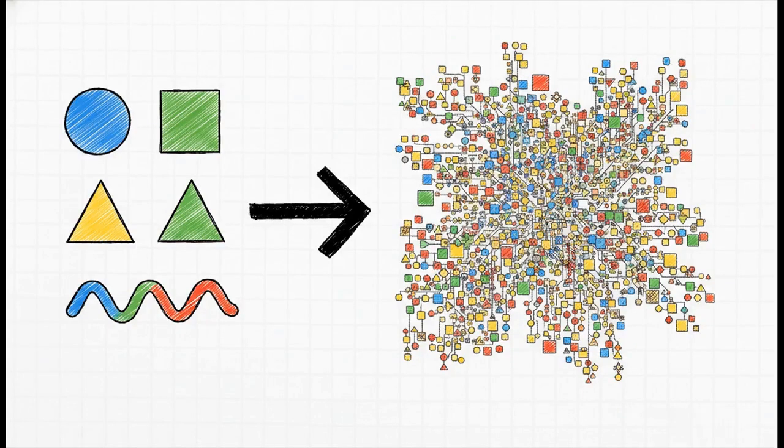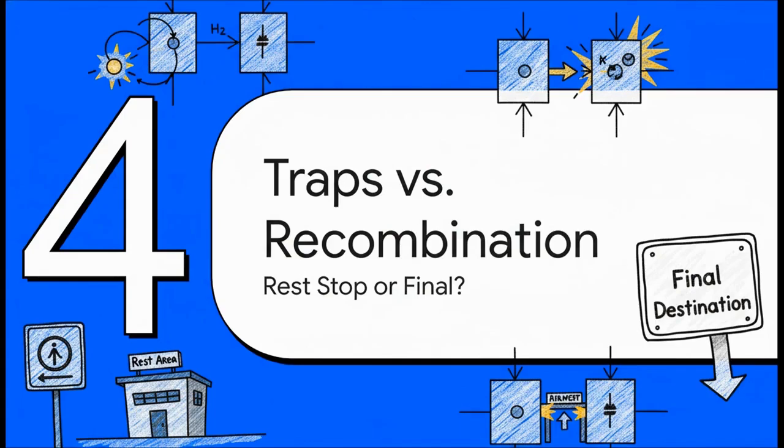Out of those 4 simple actions, all the complex behavior of a semiconductor emerges. The entire fate of every single charge carrier inside that chip is decided by this sequence of captures and emissions. And this is where things get really, really clever, because it turns out not all of these little helpers have the same job. Think of it like this: is it a rest stop or is it a final destination? We can basically sort all these defects into 2 critical roles: traps and recombination centers.